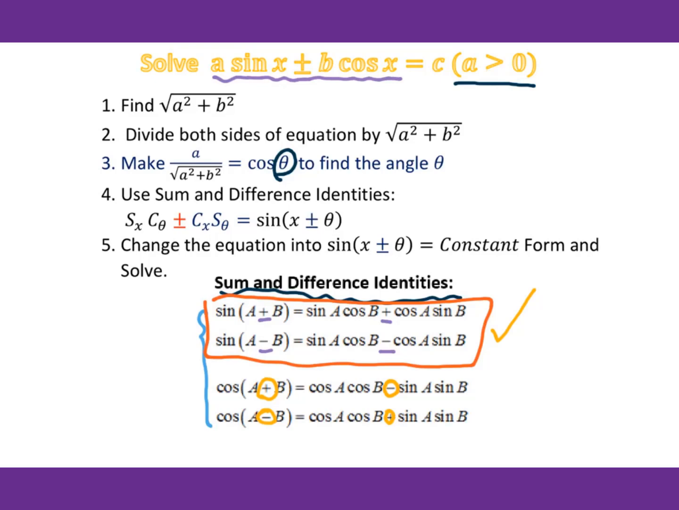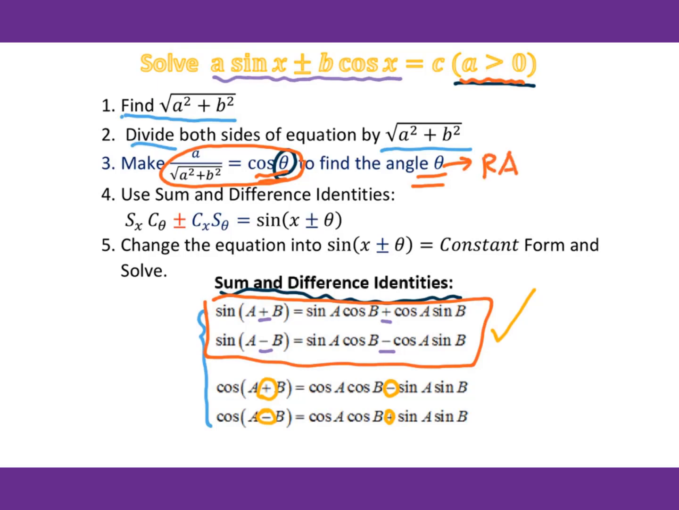So first step, after you make sure a is greater than 0, find the square root of a squared plus b squared. Then divide both sides of the equation by the square root of a squared plus b squared. Then you make a over the square root of a squared plus b squared equal cosine theta to find this angle theta. If we already made a greater than 0, that means this theta will be a reference angle.